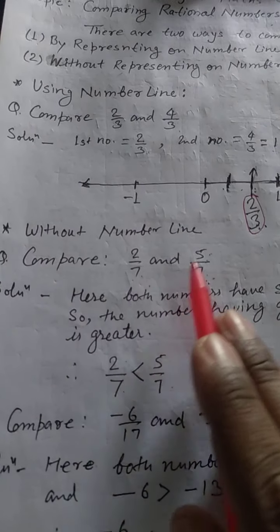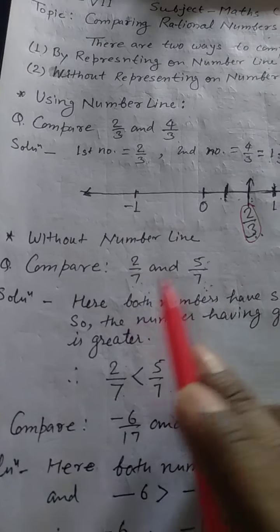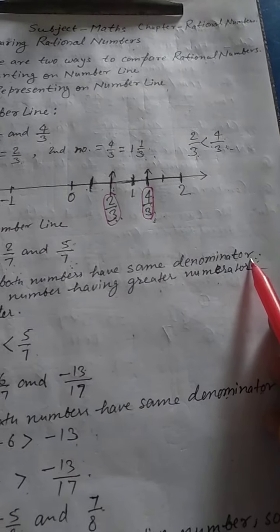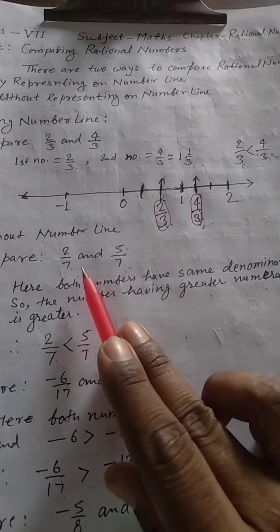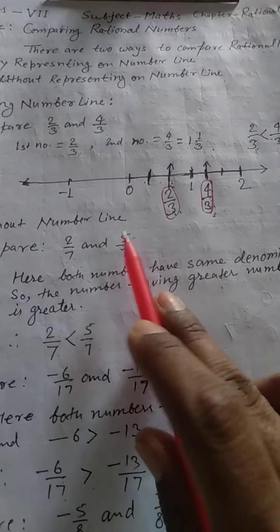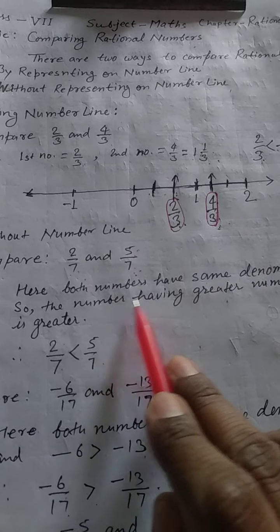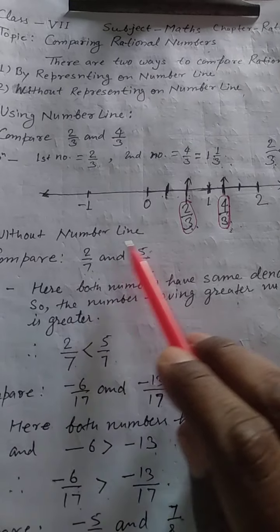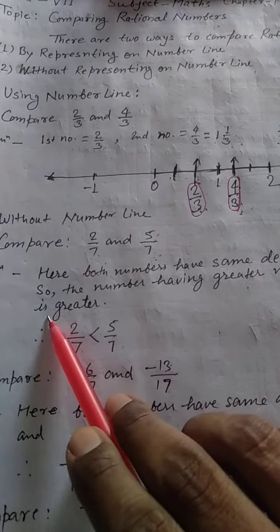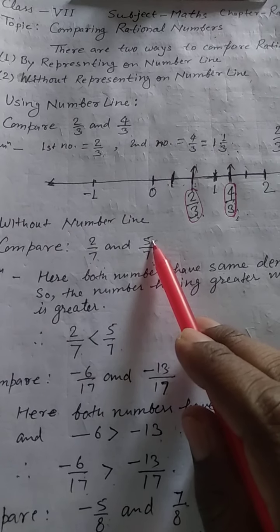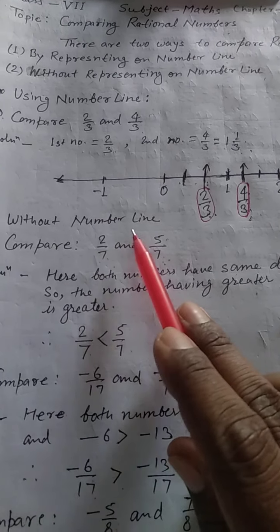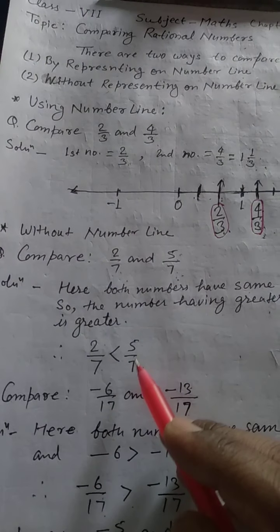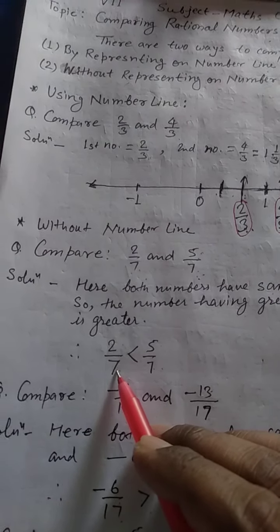Here 2 by 7 and 5 by 7 are the numbers, and both numbers have the same denominator. Because they have the same denominator, we just have to check the numerator. The number having the greater numerator is greater. Here the numerator is 5 and here the numerator is 2. Since 5 is greater than 2, you can say that 5 by 7 is greater than 2 by 7.